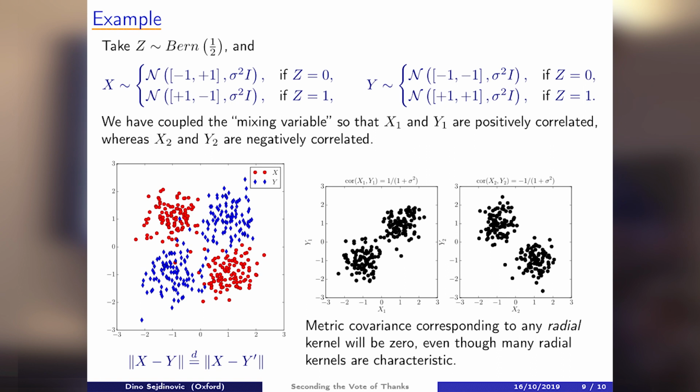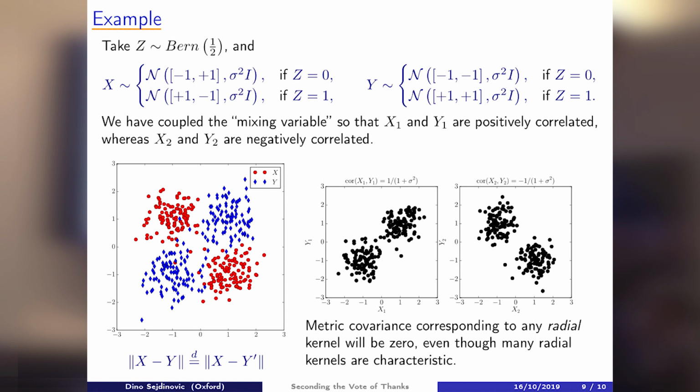So I will make both X and Y these mixtures of normals. They will be coupled in a sense that the mixing variable is coupled. So X and Y will tend to appear in the same half plane in this case, so left or right. Okay? So there is strong dependence, and in particular, if I look at the correlation between dimension 1, it's strong and positive. If I look at the correlation between dimension 2, it's strong and negative. So we're not talking about orthogonality in this context.